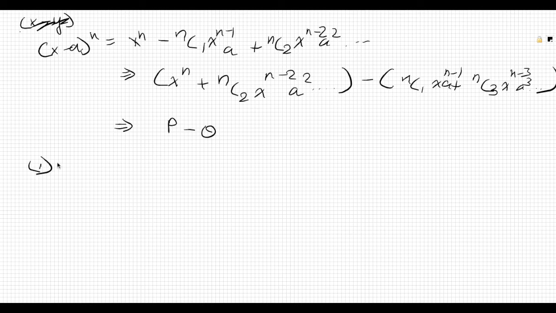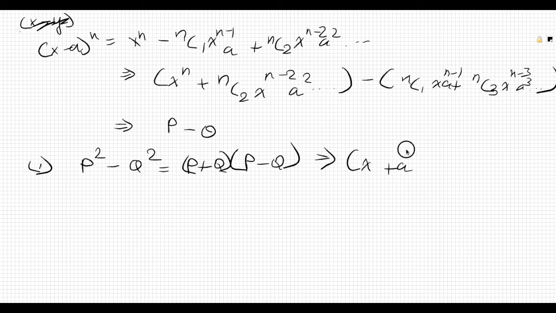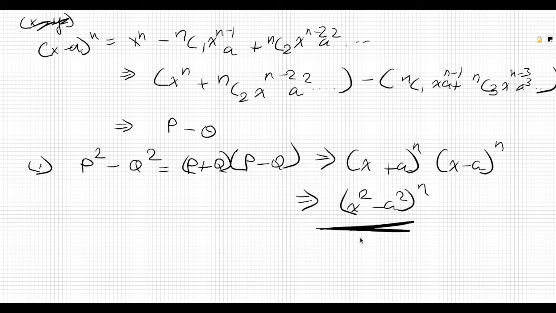Now let's go to the condition. p squared minus q squared is basically (p plus q)(p minus q). So when we do the simplification, you get (x plus a) to the power n times (x minus a) to the power n. From the above result, this gives us (x squared minus a squared) to the whole power n. And voila, we have proved the first part of the question. Now let's prove the second part.